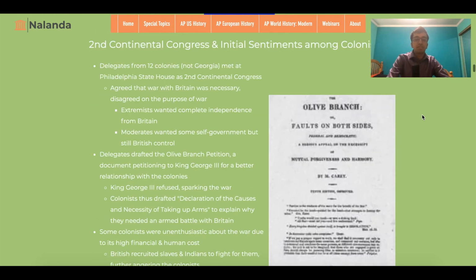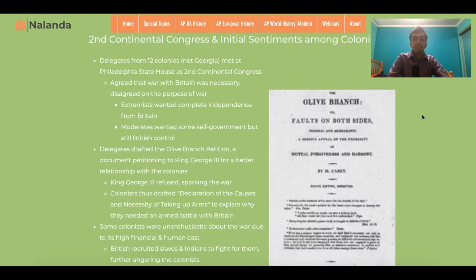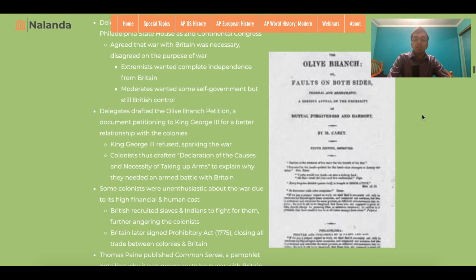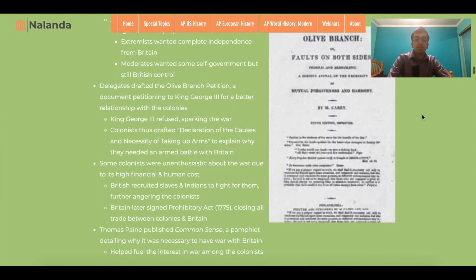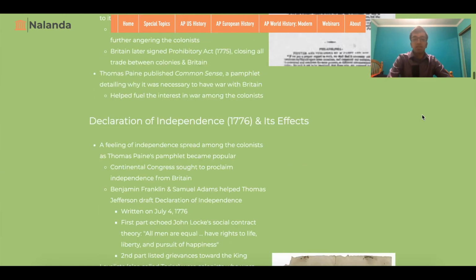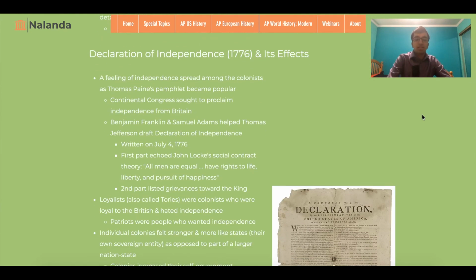So after the skirmish, delegates from each of the colonies met in Philadelphia as a Second Continental Congress. They drafted the Olive Branch Petition, giving one last chance to Britain to reconcile its relationship with the colonies, but when King George III of Britain refused, the colonists knew that war would continue into a full-on battle. One colonist, Thomas Paine, published a pamphlet called Common Sense to urge people to support the war effort. Thus, the colonists drafted the Declaration of Independence on July 4, 1776, claiming their independence from Britain.